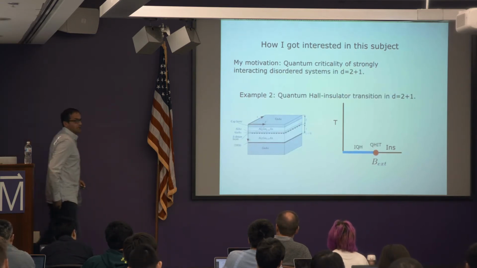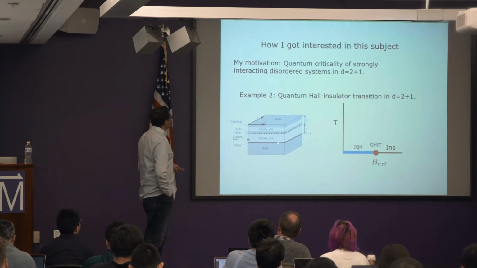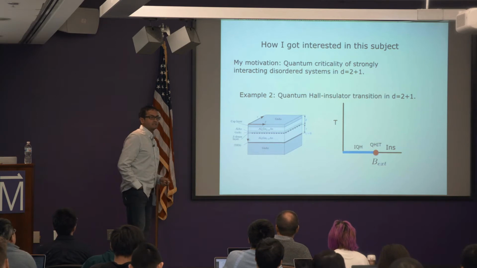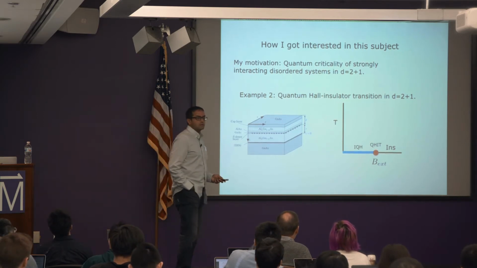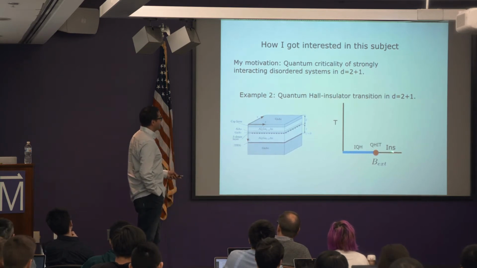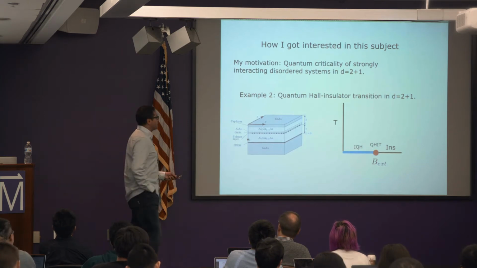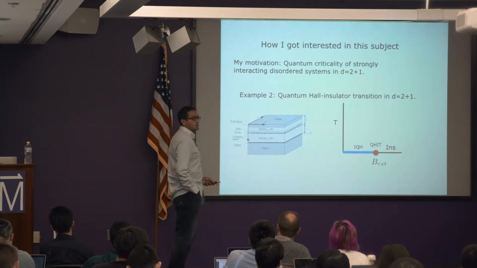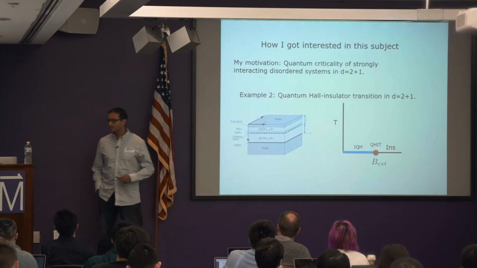The second experiment that I was motivated by is, again, a 2-dimensional system, a 2D electron gas in a strong perpendicular magnetic field. And this undergoes a quantum Hall to insulator transition. So again, at 0 temperature, you have a phase of matter known as the integer quantum Hall effect, say. You apply a magnetic field, eventually you destroy the quantum Hall effect, and the system becomes an insulator. And this transition is known as the quantum Hall to insulator transition.